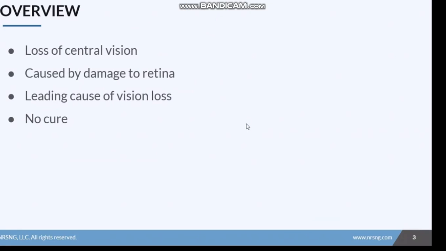Macular degeneration in general is just a loss of central vision. Unlike cataracts, for example, where there is overall blurring of the visual field, macular degeneration is a loss of the central vision. So not the entire picture, it's the center of the picture. This is caused by damage to the retina. This is the leading cause of vision loss, and there is no cure.